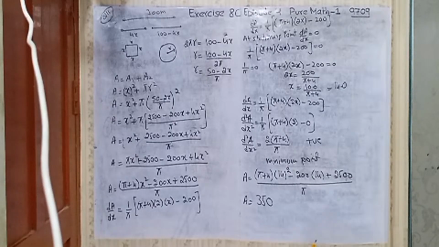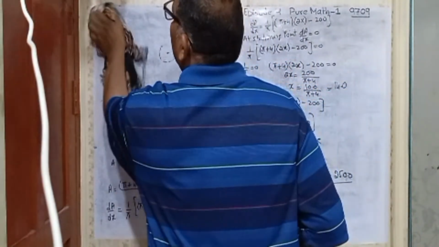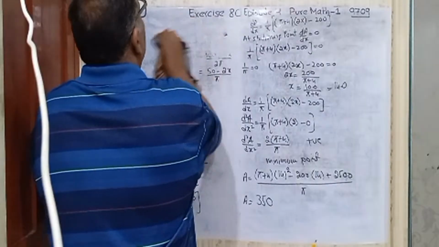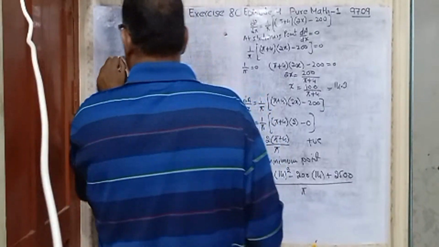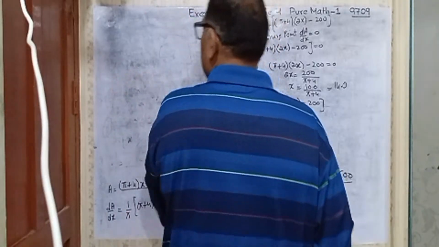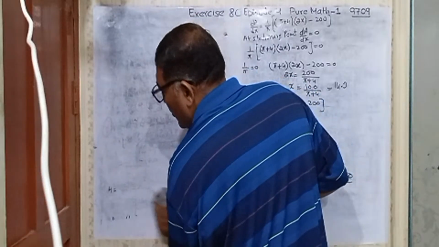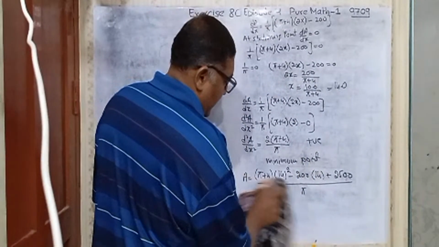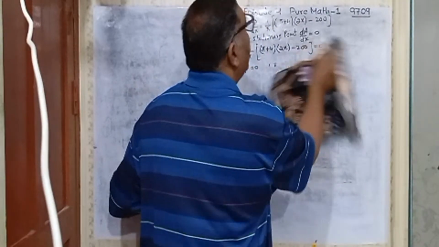The next question is question number 12. Okay, so let me erase this. The topic of this exercise is practical maximum and minimum problems. The topic of this chapter, chapter number 8, is further differentiation. Okay, so there are 2 chapters in this course book on differentiation, chapter number 7 and chapter number 8. We have already completed chapter number 7 and I'm working on chapter number 8.